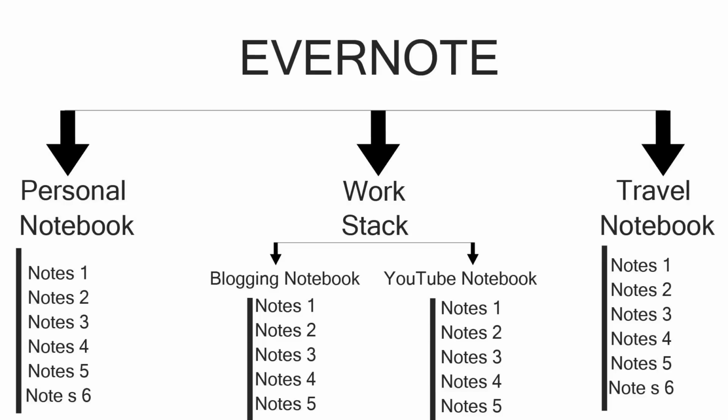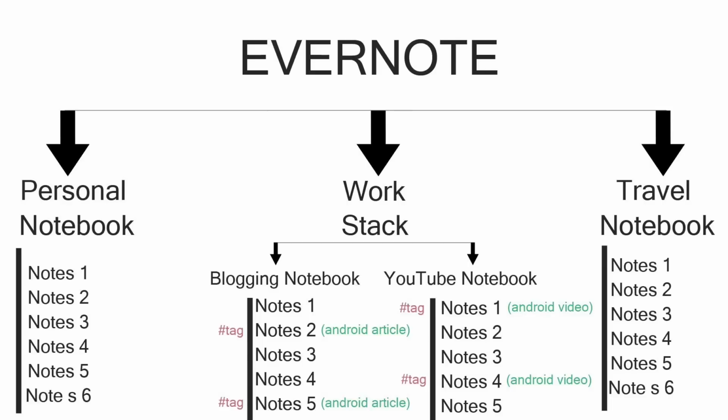So let me give you a small example to understand what exactly tags are for. Let's say I have an Android blog post in my blogging notebook, as well as Android-related videos in my YouTube notebook. Now I want to see all the Android-related content on one page. This will include the blog post from the blogging notebook as well as the videos in the YouTube notebook. And what I can do is add tags to each of the notes, which will later help me to find them.